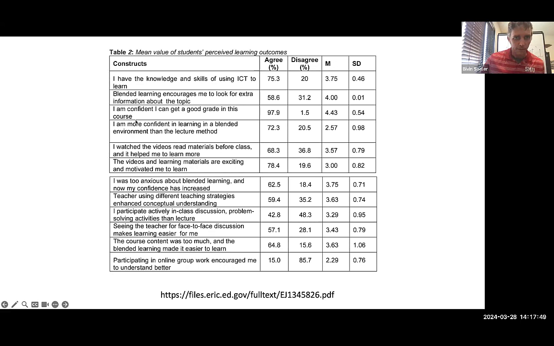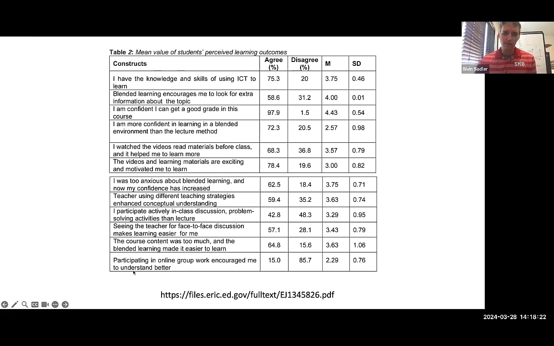Let's use this one. I'm more confident in learning in a blended environment than in the lecture method. This question really contrasted the flipped classroom pedagogy to the lecture method, to the sage on the stage. 72% in that one agreed that they liked it better there. Now there's some other interesting ones in here, but the videos and learning materials are exciting and motivated me to learn. Those, of course, are dependent on the materials, but in this particular case, a lot of people agreed.